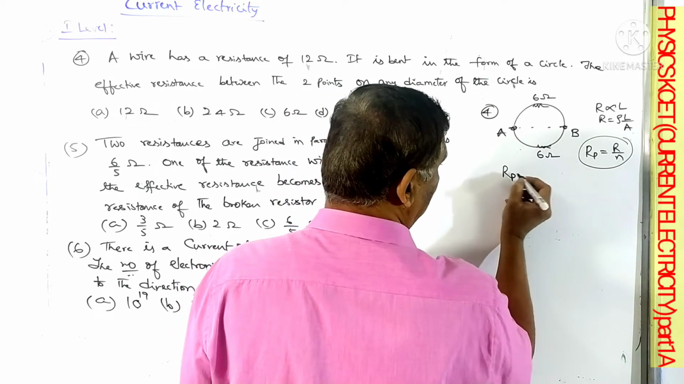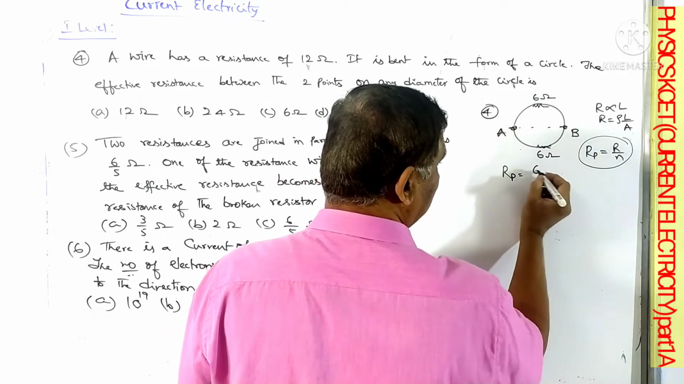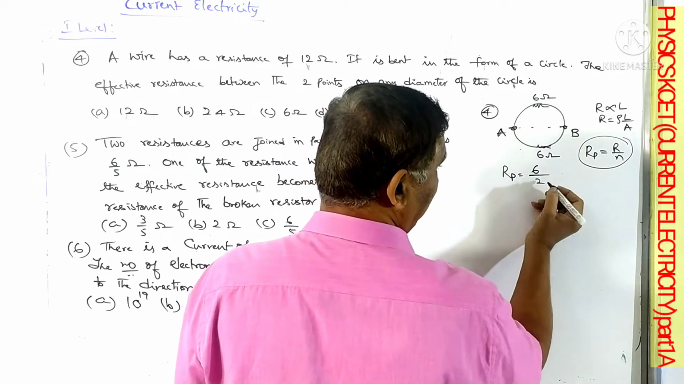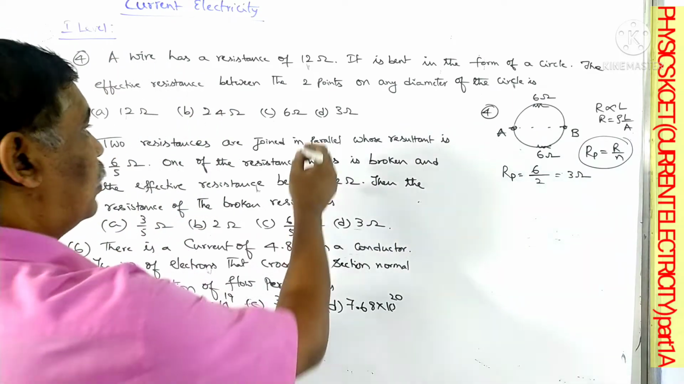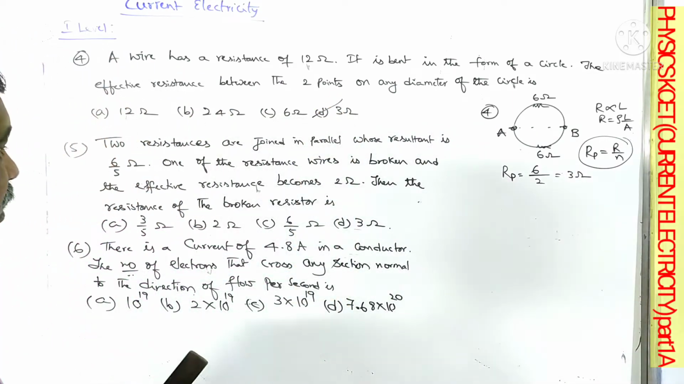Now for this one, Rp is equal to R, which is nothing but 6. There are 2 such resistors connected in parallel. 6 by 2, that is equal to 3 ohm. There is the answer. So option D is the answer for this question.